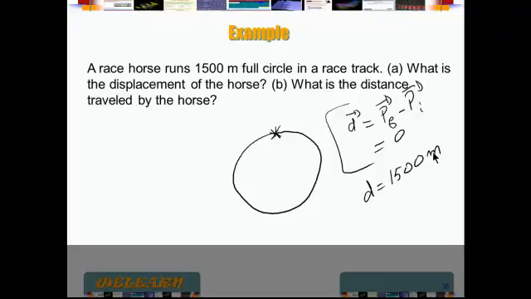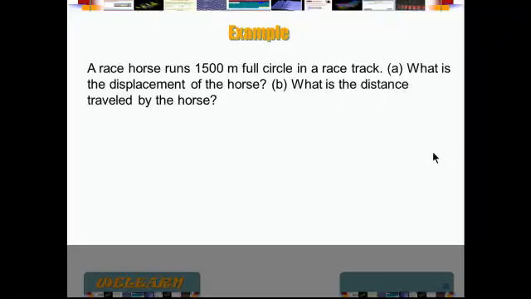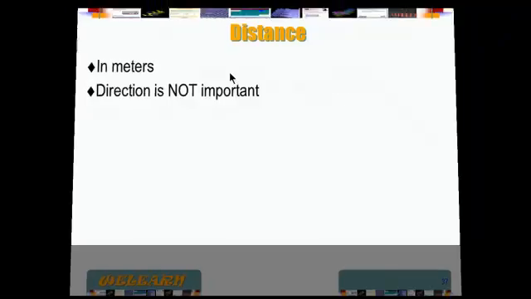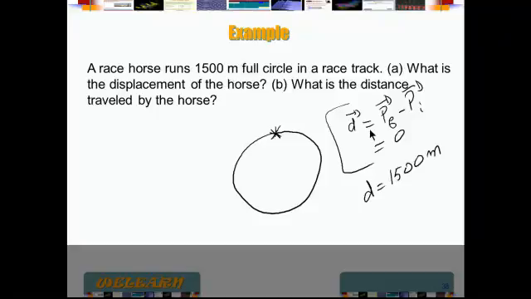Notice here something that's very important. We said that for a displacement, the magnitude is a distance. But that does not necessarily mean that the magnitude of this vector is this distance. They are independent of each other. For this displacement, the magnitude is 0. The distance in this case is 1500 meters. They are not really related.